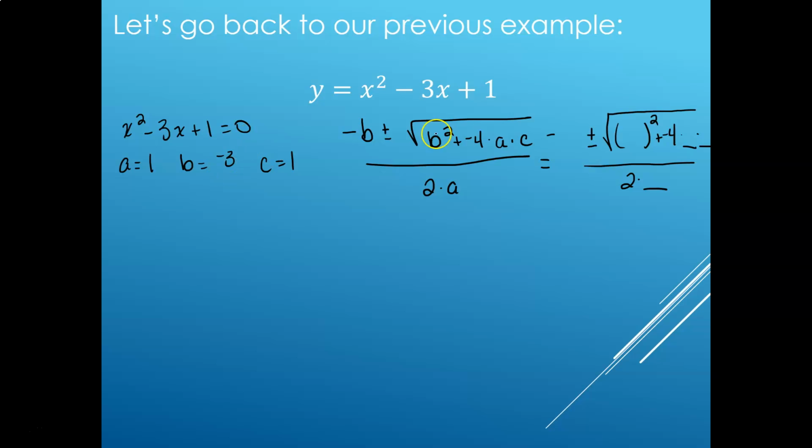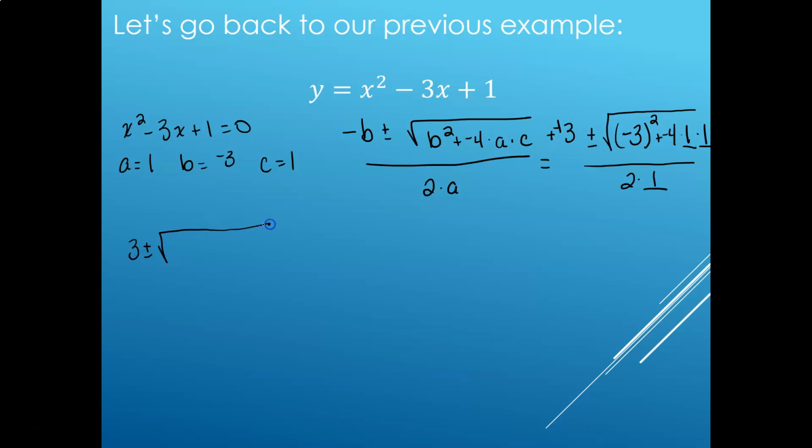So negative b is negative negative 3. Negative negative 3 becomes positive 3. B, again, is negative 3, so we substitute that in. A is 1, C is 1, A is 1. Now we simplify. We've already changed our negative negative 3 into a positive 3.